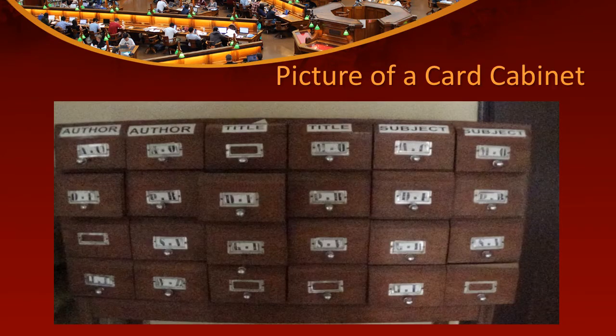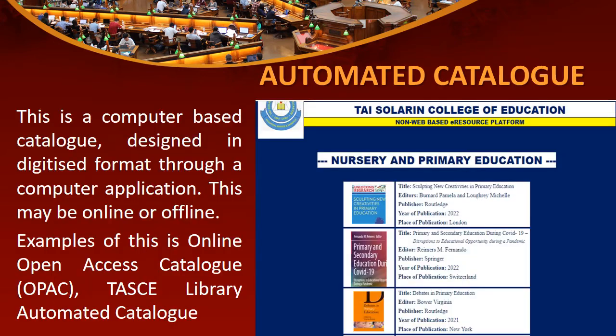This is a picture of a cabinet. You can see it is arranged by author, by title, and by subject. Those are the 3 entries in a card catalog.